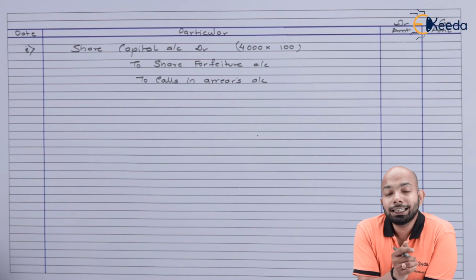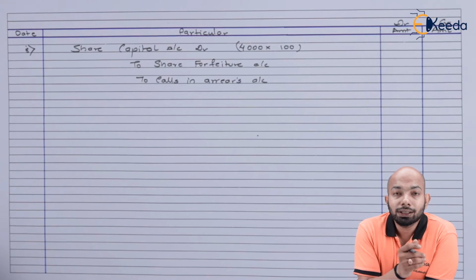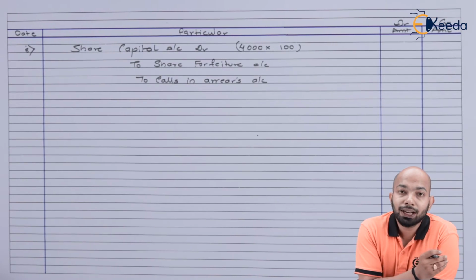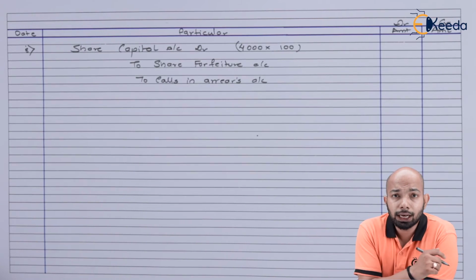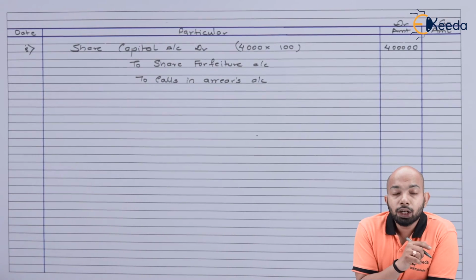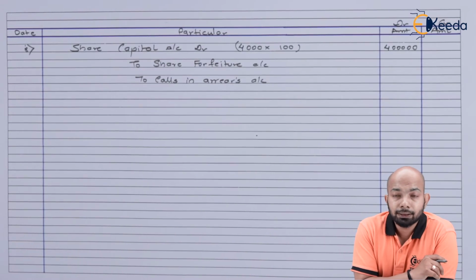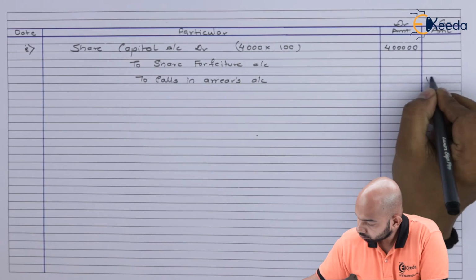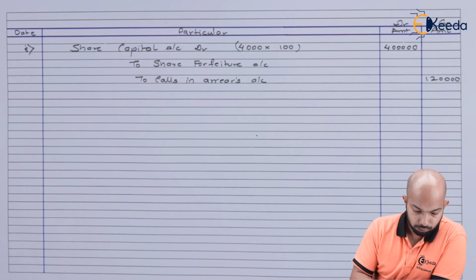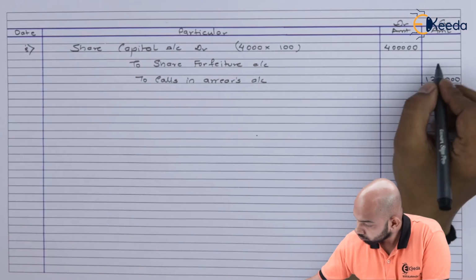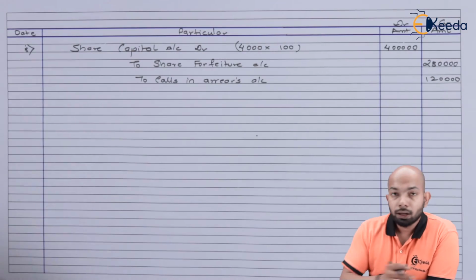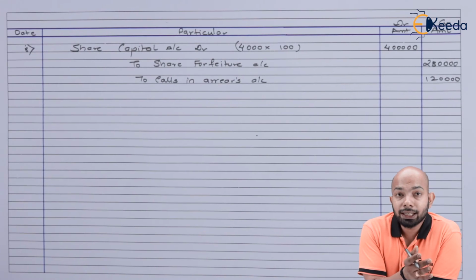Now, the next thing will be total calls in arrears. Calls in arrears we've already figured out, that is 1,20,000 in total. So we'll mention that here. Now, the next part will be calls in arrears. After being mentioned, we have to figure out the balance there. So the share forfeiture account balancing figure is somewhere around 2,80,000.